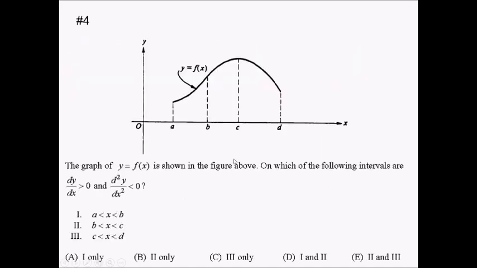On this problem, we're given f of x, and we want to know on which of the three intervals given in the graph is our first derivative positive and our second derivative negative. All right, so let's analyze what each of those things means.